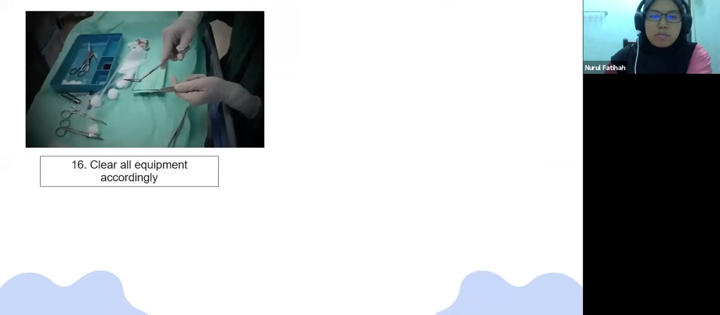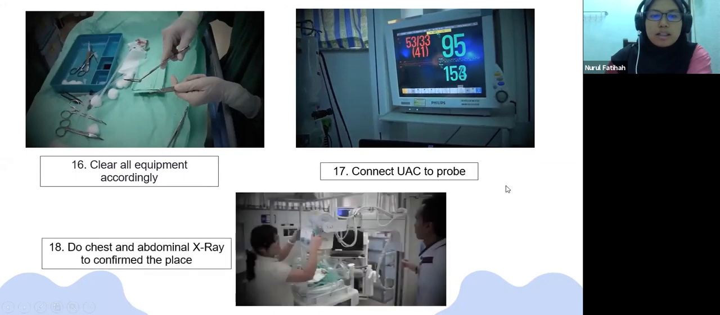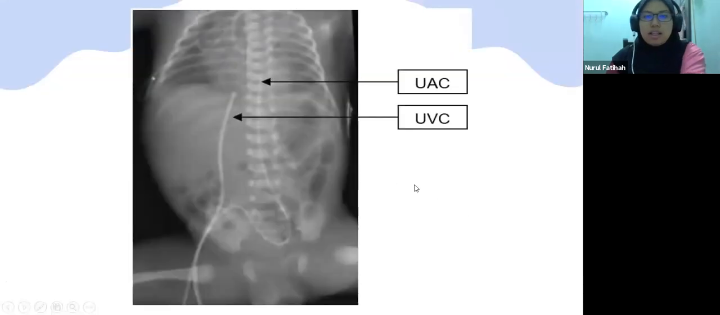Next, clear all the equipment accordingly, clear the sharp waste and also the chemical waste accordingly, and connect the umbilical artery catheter to the probe, to the monitoring system, and also the waveform. Right, last one is you have to perform a chest and also abdominal X-ray to confirm the placement of UAC and also UVC. So this one is UAC and UVC in chest and abdominal X-ray.